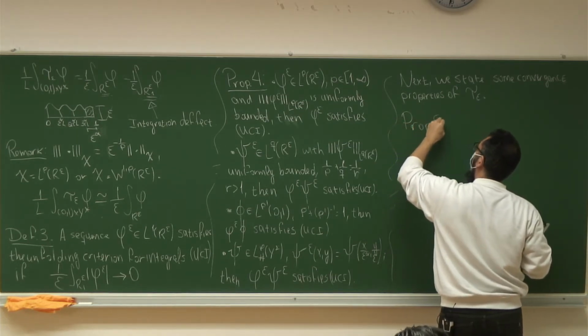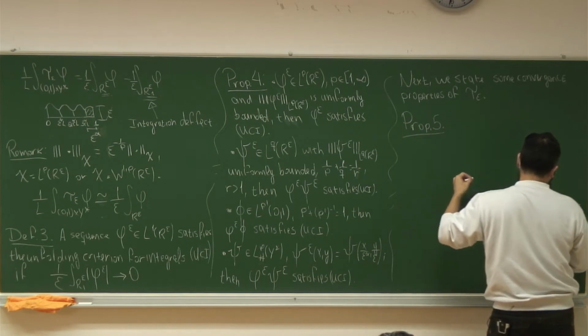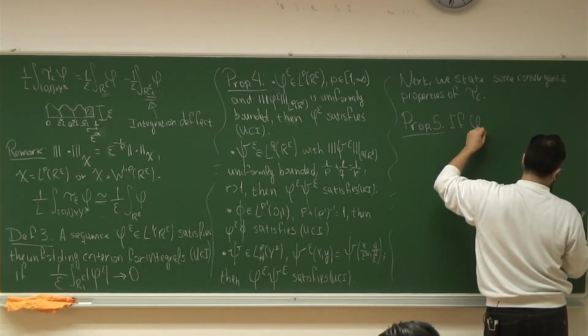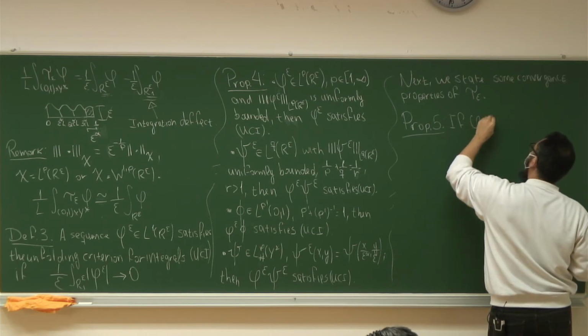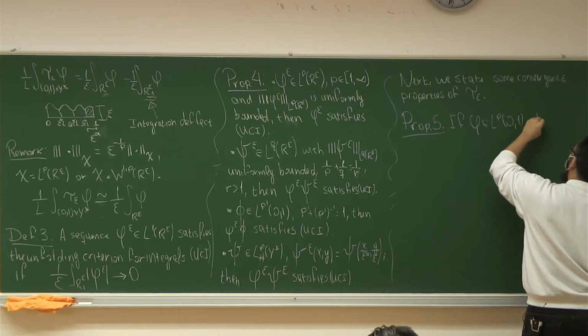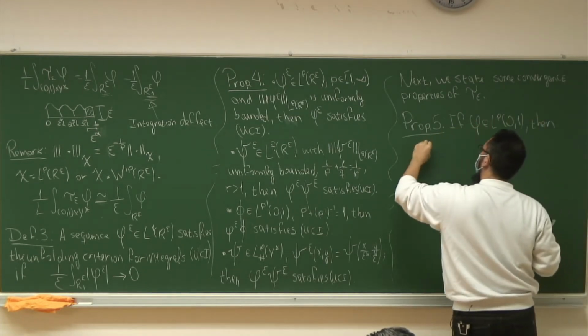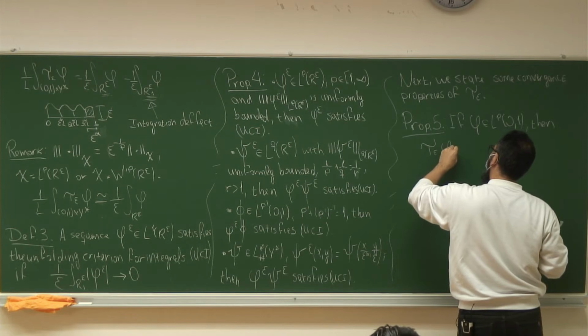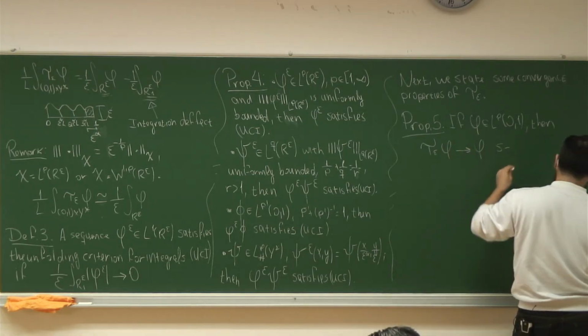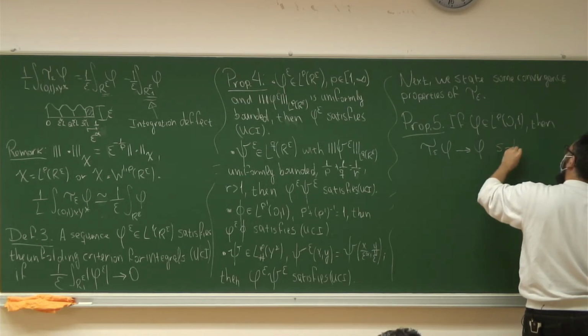Proposition 5. If phi is a function in LP of 0, 1, then the unfolded sequence converges to phi strongly in LP.